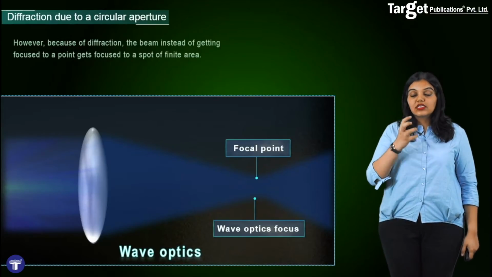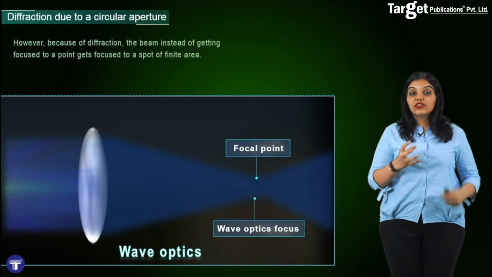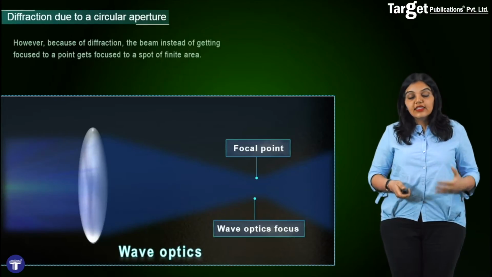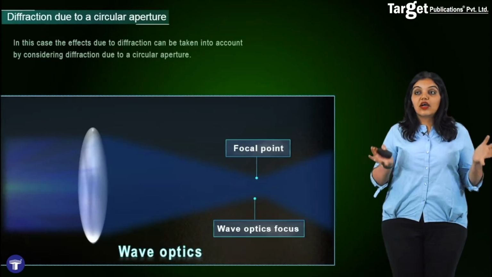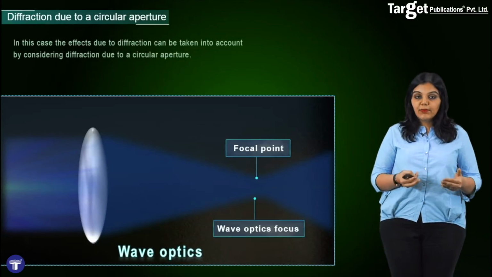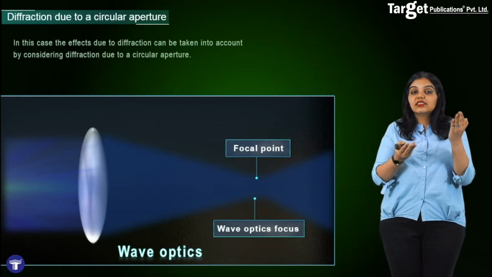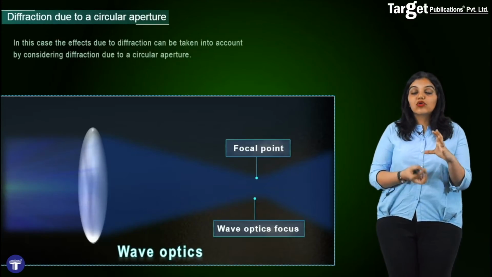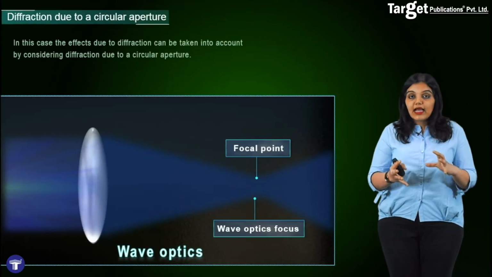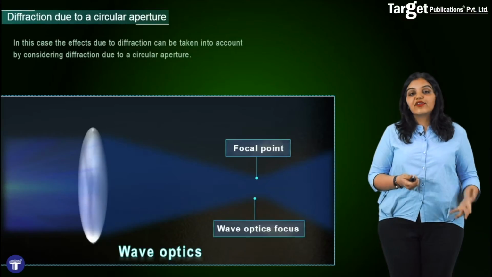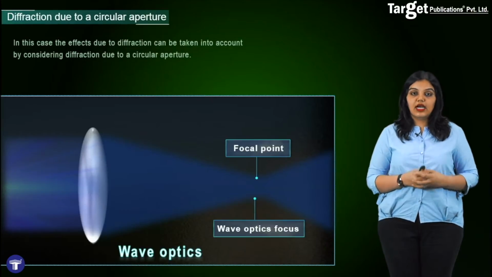The size of this disk is dependent on the diffraction effects that the lens undergoes. To study the diffraction effects which affect the lens, we must look at the diffraction due to a circular aperture, because a lens is nothing but an opening through which the light is coming in. So whether you have a lens or you have a hole, it doesn't matter, both of them act as circular apertures. So let's study the diffraction of light due to a circular aperture.